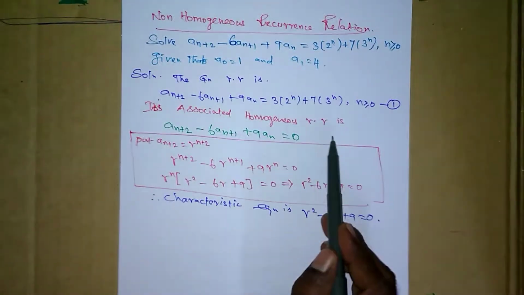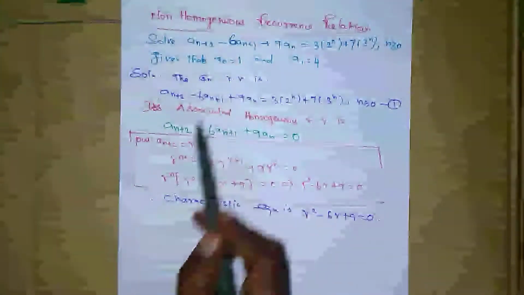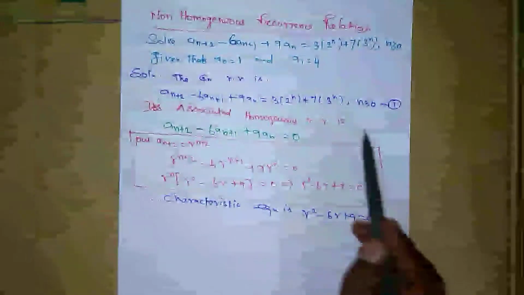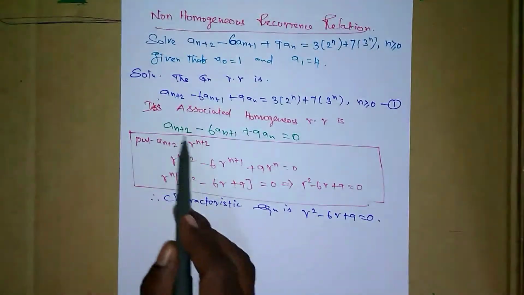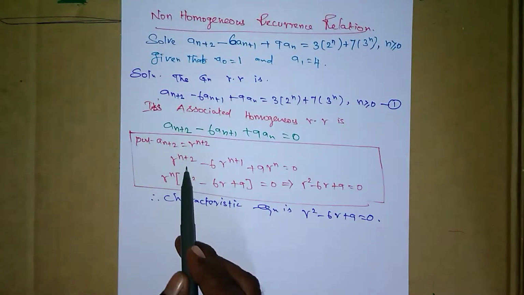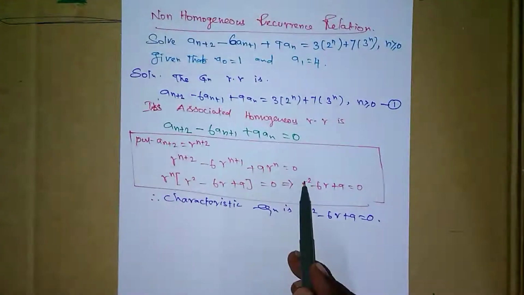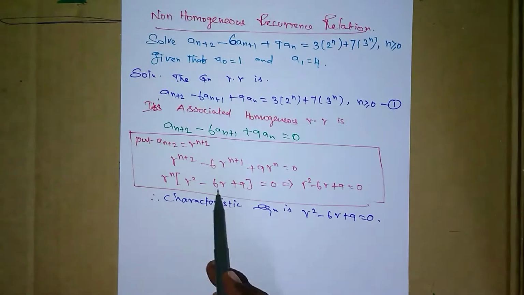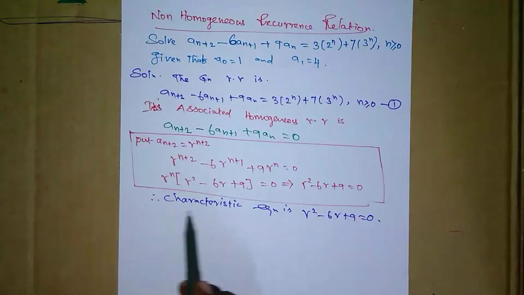Its associated homogeneous recurrence relation is obtained by putting the right hand side equal to 0, taking only the left hand side. Here put a n plus 2 equal to r power n plus 2. This minus 6 into r power n plus 1 plus 9 into r power n equal to 0. Take r power n outside, we get r square minus 6r plus 9 equal to 0, which is the characteristic equation.